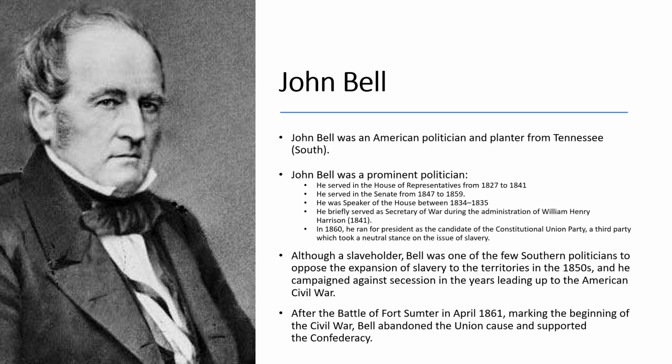Another candidate in the 1860 election is John Bell. He runs for the Constitutional Unionist Party. He's from Tennessee, so he's a Southerner. He's got quite a big background in politics. I've put some bullet points of what he does politically prior to 1860. He won't win the 1860 election again. That will be Abraham Lincoln. He will ultimately, when war breaks out, abandon the Union cause and support the Confederacy.